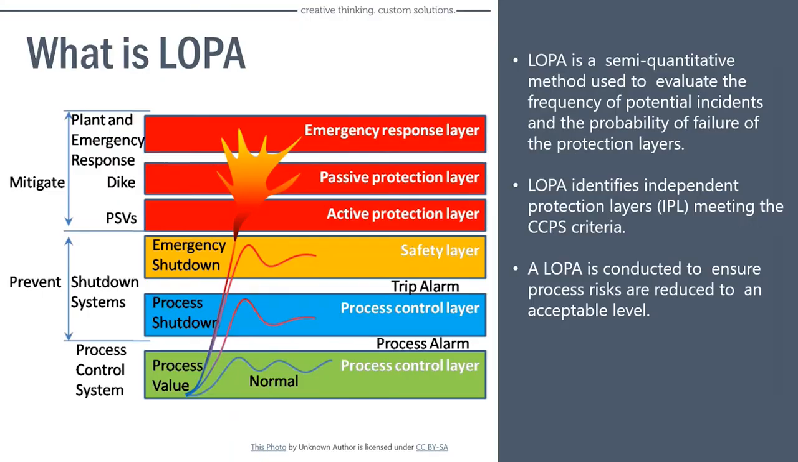What is LOPA? Well, LOPA stands for Layers of Protection Analysis. As the definition on the right states, it is a semi-quantitative method used to evaluate the frequency of potential incidents and the probability of failure of the protection layers. It's really a way, and the way I use it, to validate some of the qualitative judgments that folks use during a process hazard analysis.